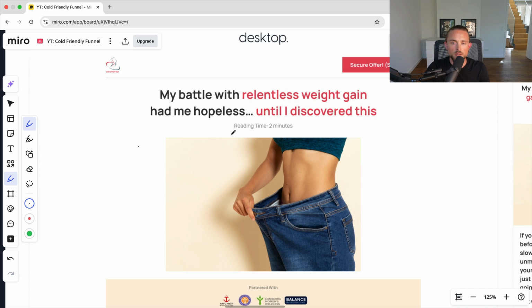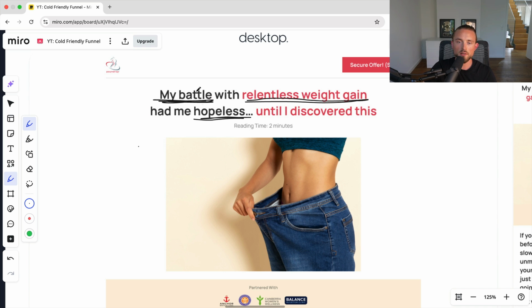So what we have in the opening scene here is: my battle with relentless weight gain had me hopeless until I discovered this. If you look at the headline here, we have a really great hook. We suggest that it's a battle, that they are going through something bad. And then we call out the problem, the pain point that they have right now: relentless weight gain, and then left me hopeless.